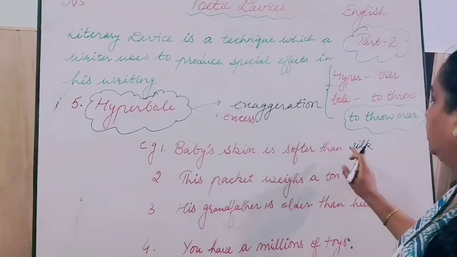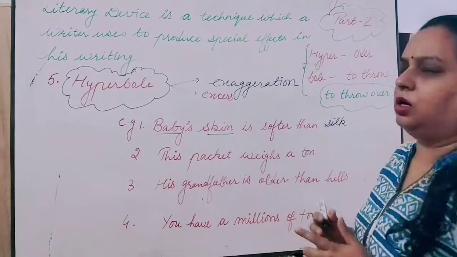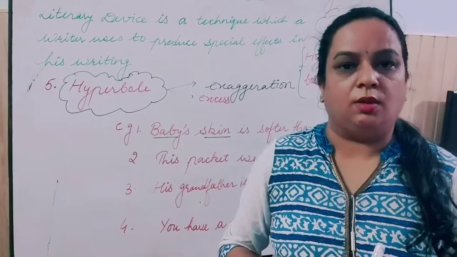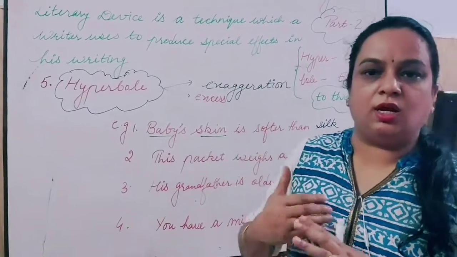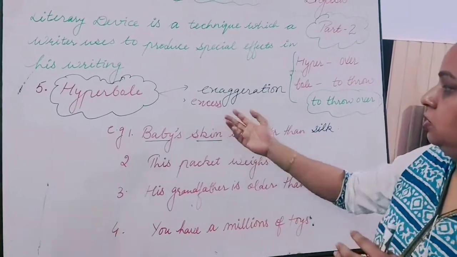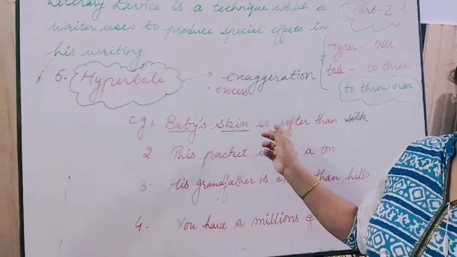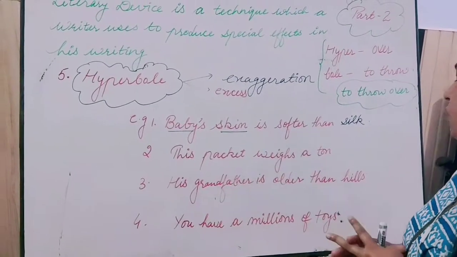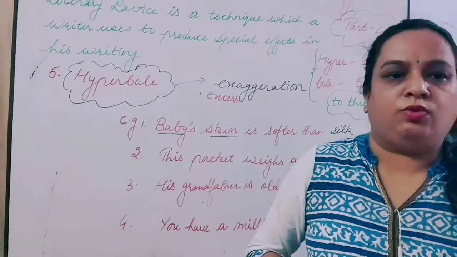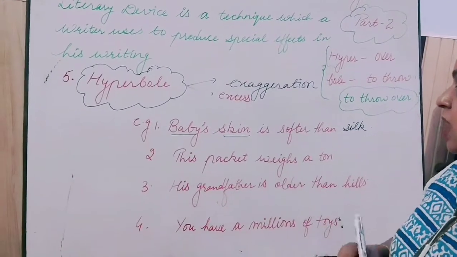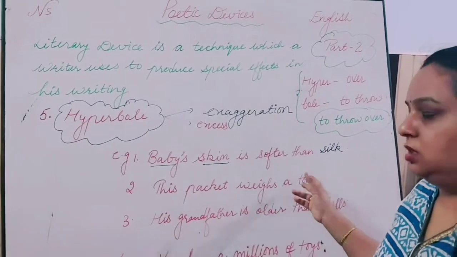Baby's skin is softer than silk. So we are comparing here. It does not actually mean that the baby's skin and the silk are too soft, but we are just doing an exaggeration of something here. So skin and silk. This packet weighs a ton. How can a packet weigh a ton? Here we have exaggerated the weight of the packet, and that is in tons.